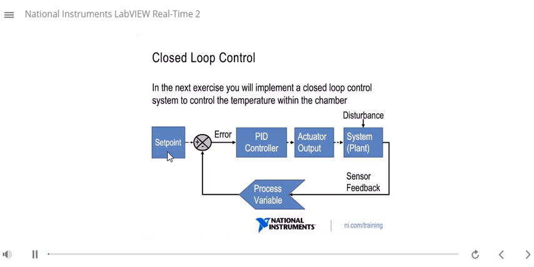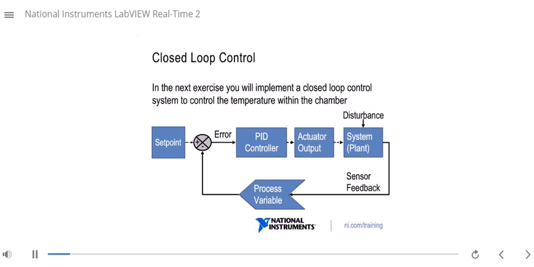In the previous section, we described advanced functionality of time loops. By the end of this module, you'll be able to describe the basics of closed loop control. So in the next exercise, you'll implement a closed loop control system to control the temperature within a temperature chamber. Let's take a quick review of what a closed loop control system consists of.